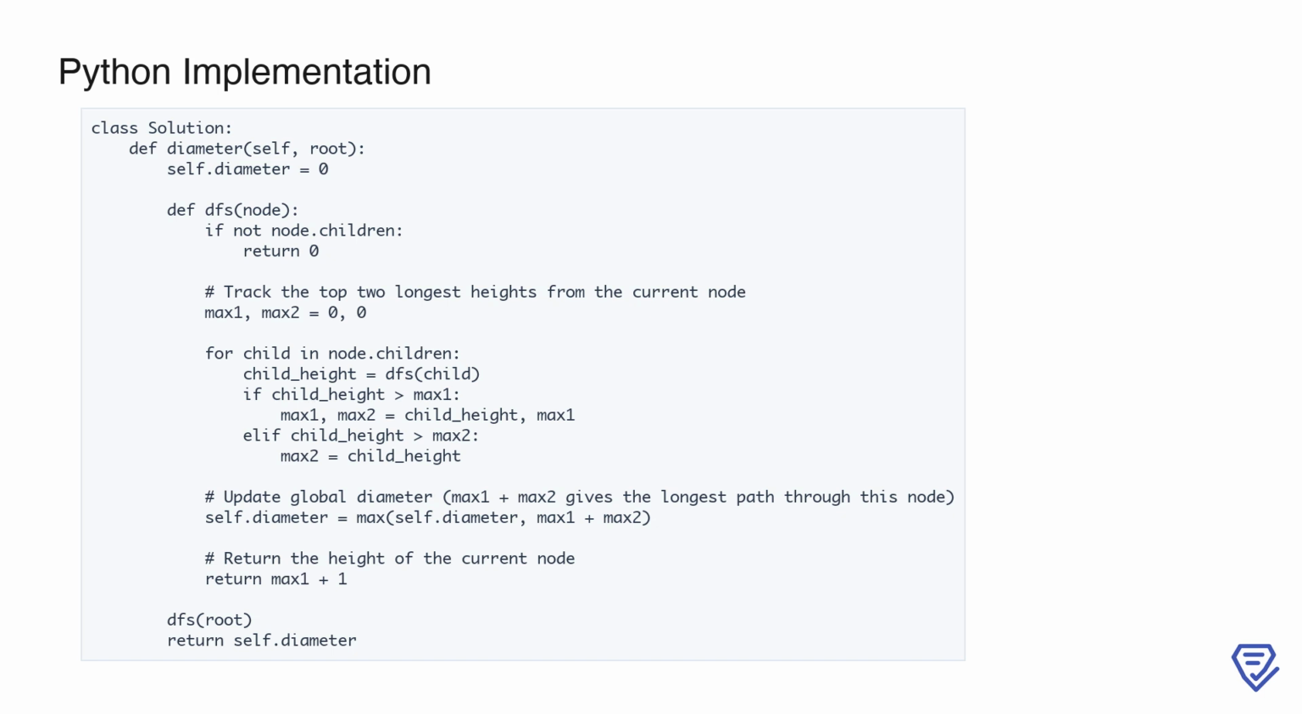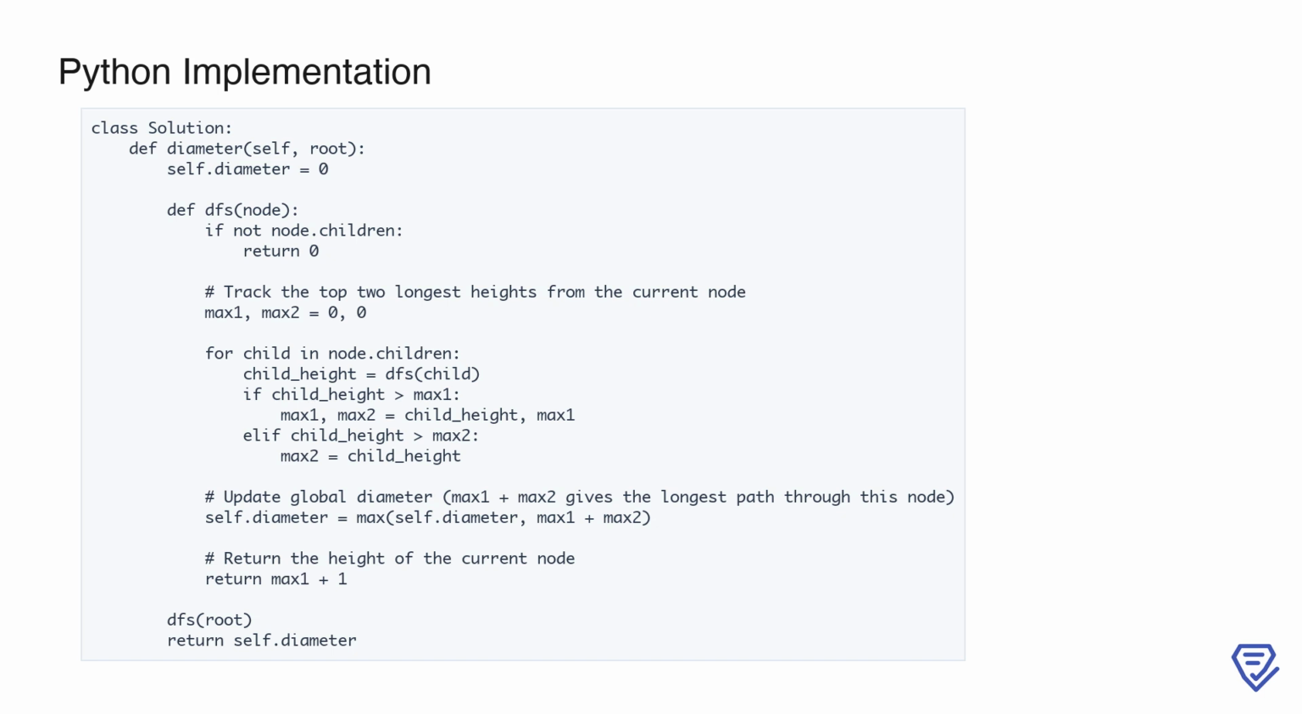Inside the helper function DFS, the algorithm recursively traverses the tree. If a node has no children, it signifies a leaf node, and the function returns a height of 0 for that node. For nodes with children, the algorithm maintains two variables, max1 and max2, to store the two largest heights among the node's children. As it iterates over each child, it calculates the child's height using the recursive DFS call. If the child's height is greater than max1, it updates both max1 and max2. If the child's height is greater than max2 but less than max1, it updates only max2.